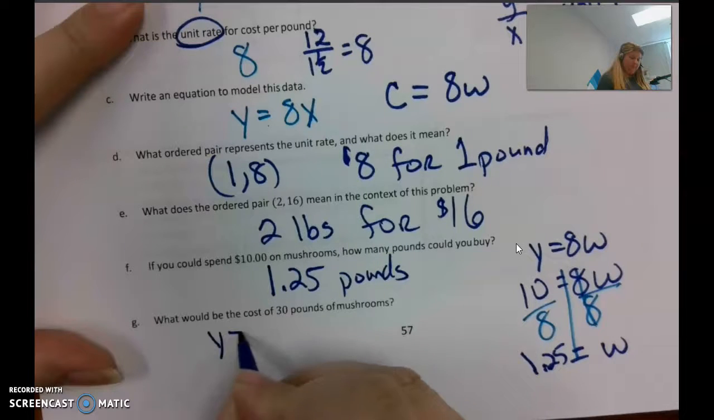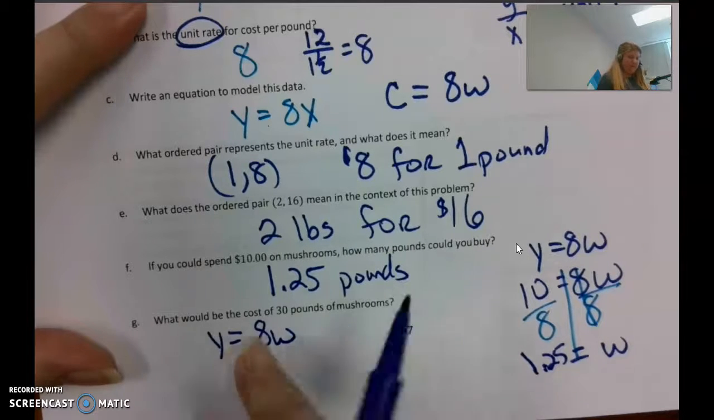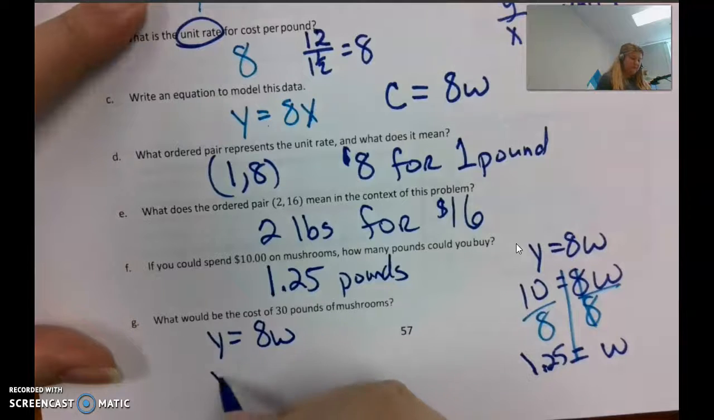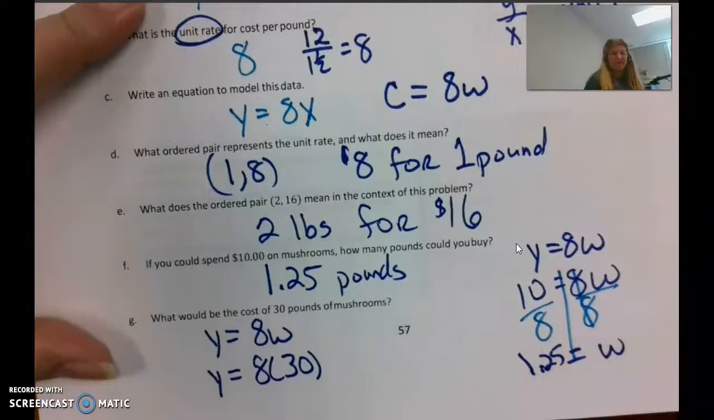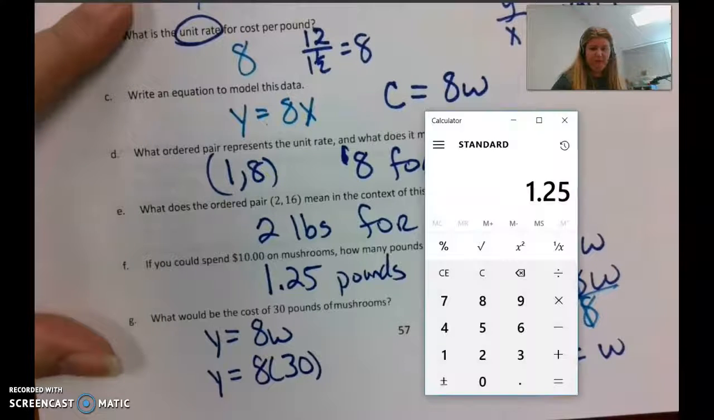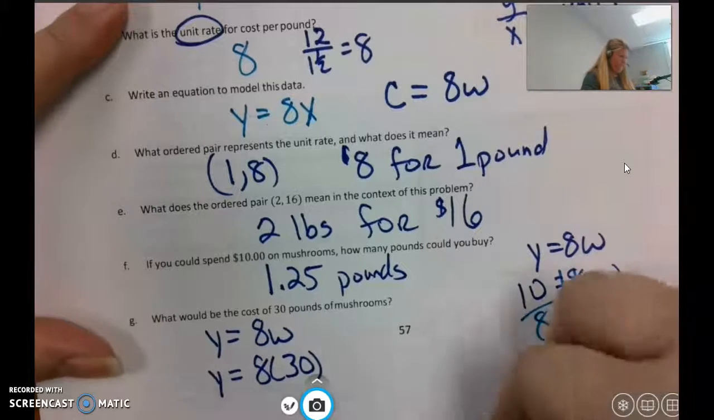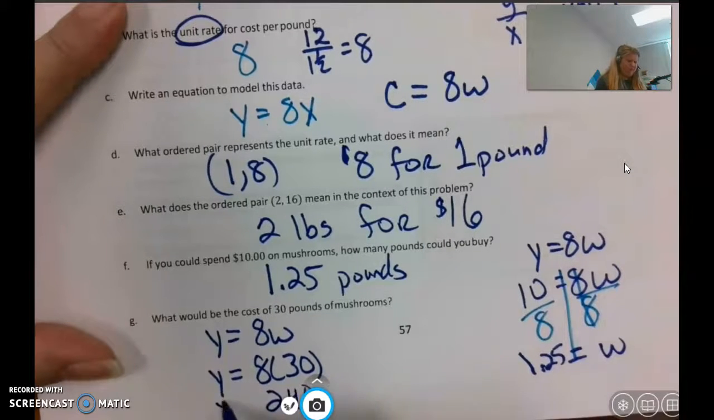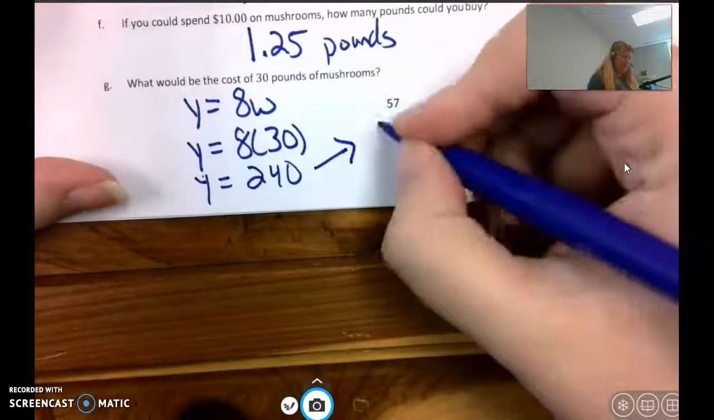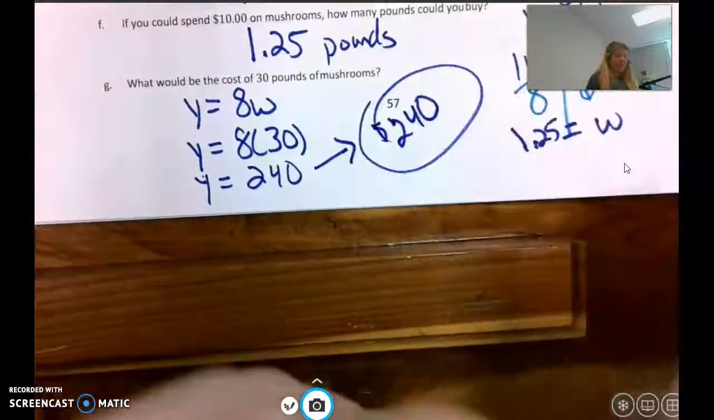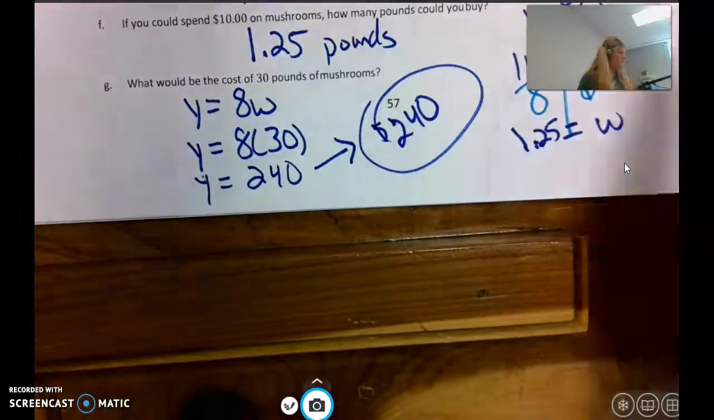What would be the cost of 30 pounds of mushrooms? So this time, we're using our same equation, because that is the equation that represents the situation, trying to find the cost of about 30 pounds of mushrooms. I think that would be a lot. This must be for a big family. 30 times 8 is 240. Oh yeah, $240 just for the main ingredient? This might be the family reunion. Sometimes these problems make sense in the real world, and sometimes they don't.